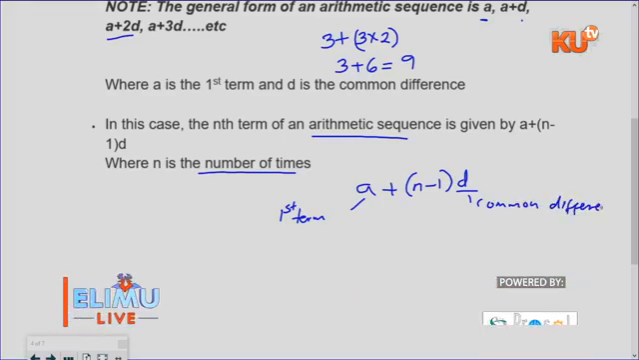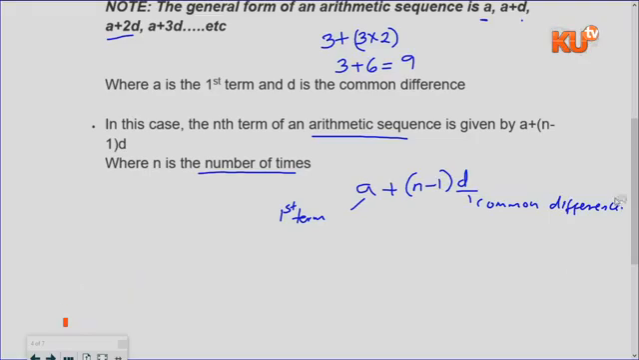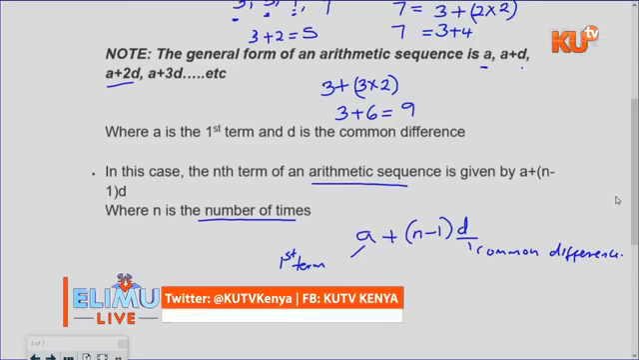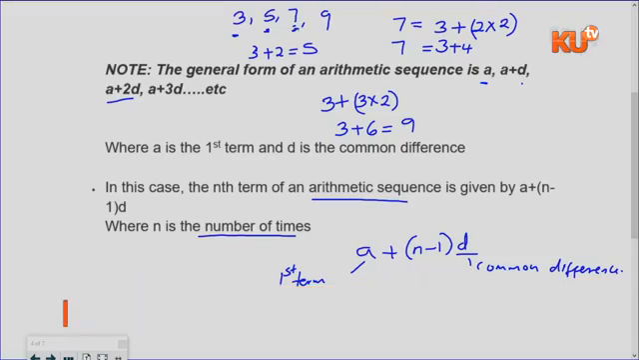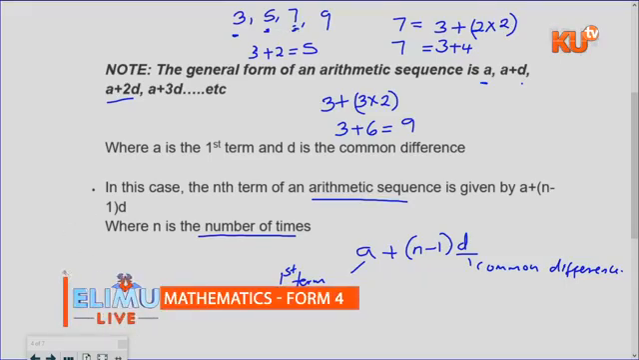And the common difference, I've already explained to you, is the difference between two consecutive terms of any sequence, and in this case, the arithmetic sequence. So let's put this into practice with our sequence 3, 5, 7. And then 9 can also be in the same sequence. So I want us to look at the value 7.